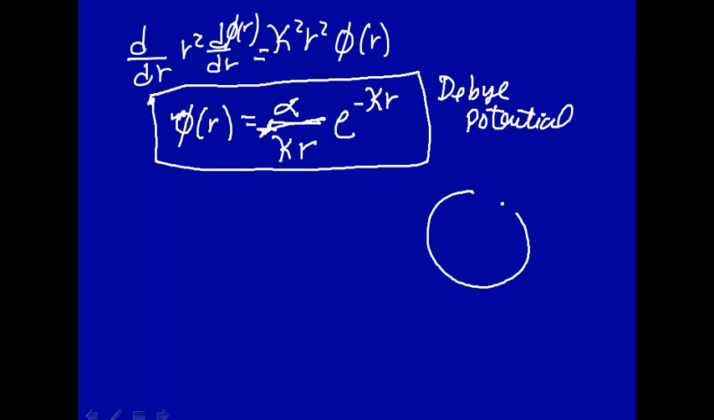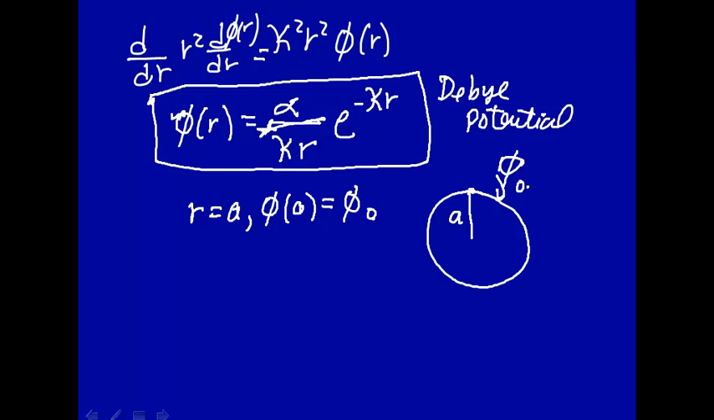So let's take again our typical system. I'm going to draw it the third time here. We have a sphere of radius a, and right at the surface, the potential there is phi 0. This means when r is equal to a, we want the potential at a, and we're going to give that the symbol phi 0. So let's put that in and solve for alpha, for this particular set of conditions.